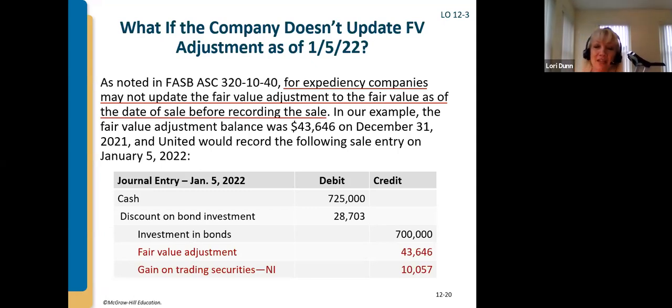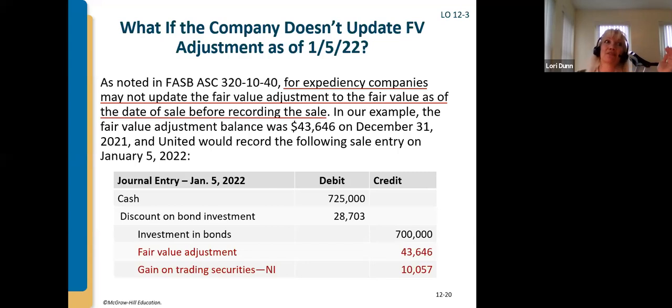So if we ignore the fair value, if we do this in a one-step process, basically, you get the same result overall. What does that mean? Debit cash for $725,000. That's how much you sold this for. Remove all components of the bond. Debit the discount on bond investment, credit the investment in bonds for $700,000, credit the current balance of fair value adjustment, and then just plug the $10,057.